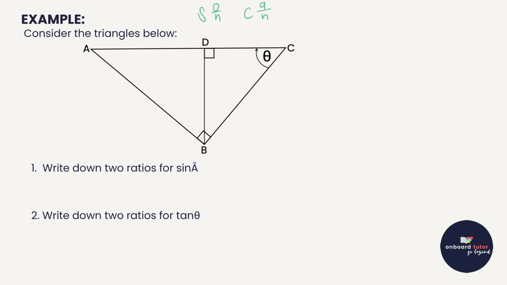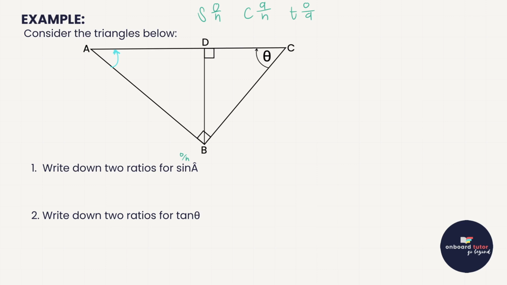Cos is adjacent over hypotenuse, and tan is opposite over adjacent. Okay, that's going to help me. So when they ask me for sine, I know that I'm going to be looking for opposite over hypotenuse. Now, they've specifically asked me to refer to angle A. So angle A is inside there at vertex A, and they want two ratios.